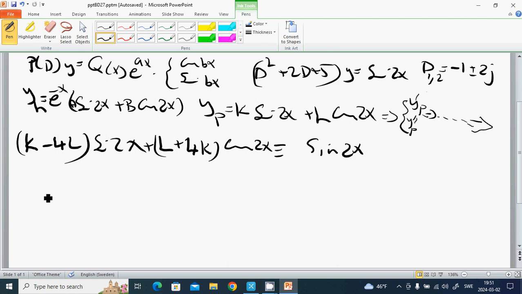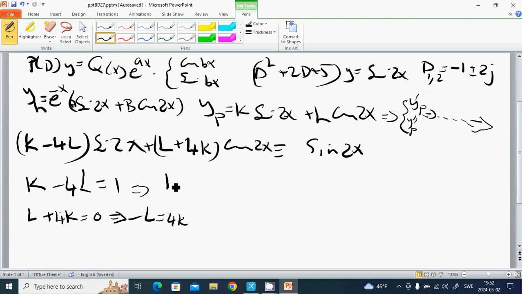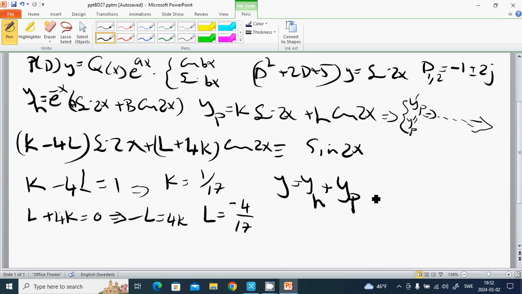And the coefficients of the same terms: k minus 4l equals 1 and l plus 4k equals 0, then l equals -4k. Put in here, k equals 1/17, and here l equals -4/17. Put it here and there, then we find the solution, y equals y_h plus y_p. Okay.